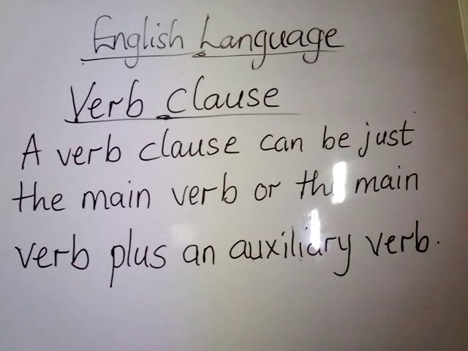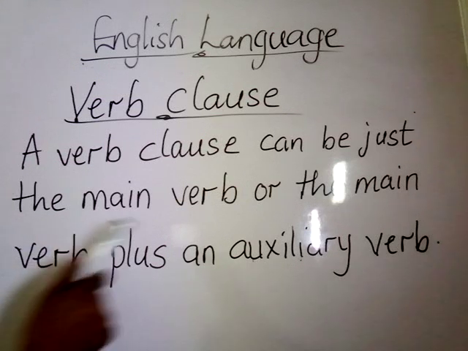Today in our lesson, we'll be looking at verb clause, and we'll try to also see how it can be used in sentences. Alright, so when we say verb clause, it can just be a main verb. In a sentence, the verb clause can just be the main verb, or it can be the main verb plus an auxiliary verb. Now, what do we mean by the main verb?